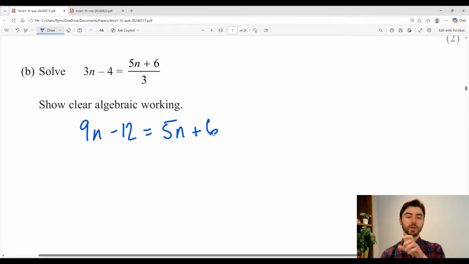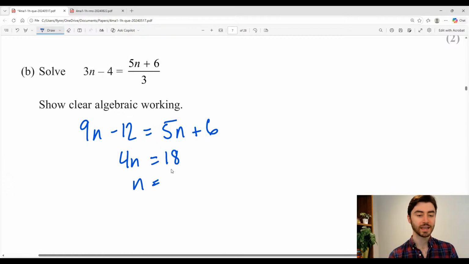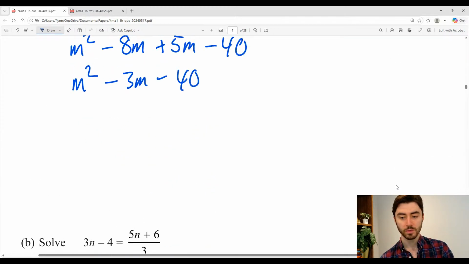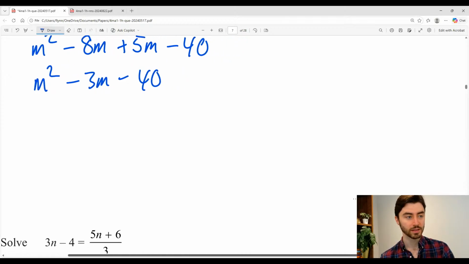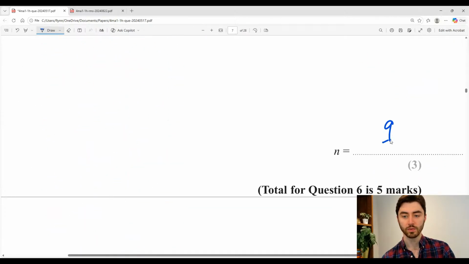The next step is always to get all of the n's on one side and all the numbers to the other. So here I'm going to subtract the 5n to the left to make 4n, and I'm going to add the 12 to the other side to make 18. So that way n is going to be equal to 18 over 4, which is equal to 9 over 2. And I should, again, I'm just forgetting to go across and put them on the answer line. So I'll go ahead and do that now. And then n is equal to 9 over 2.